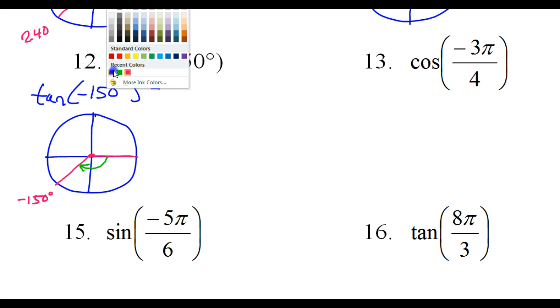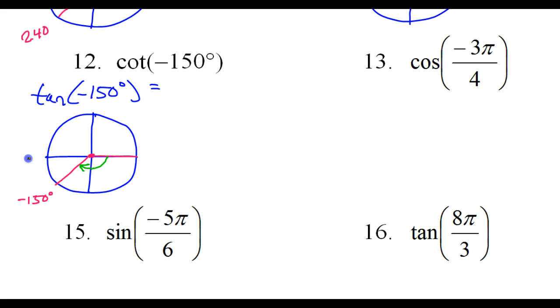Had I kept going, then I would have gone to negative 180. So that means that the reference angle, which is right there, is going to be 30 degrees. It's the gap between 150 and 180, which is 30 degrees. Okay, so that's my reference angle. So that means that the tangent of negative 150 will equal the tangent of 30 degrees, give or take a negative sign. It might need a negative sign on it.